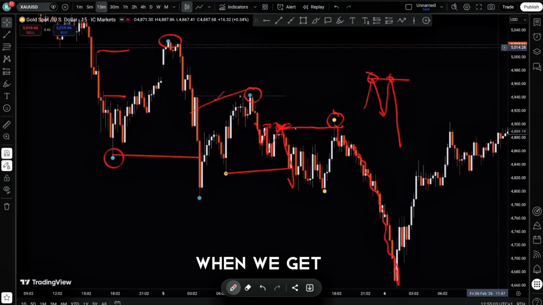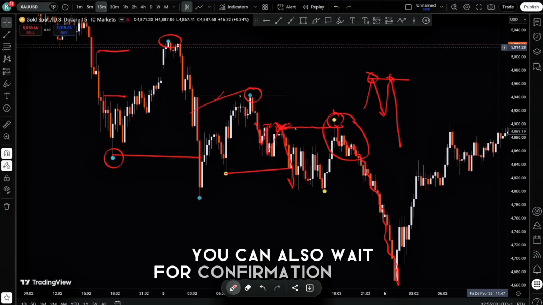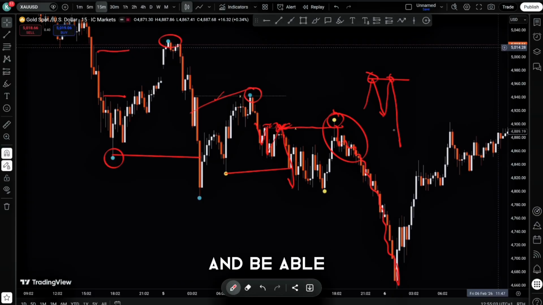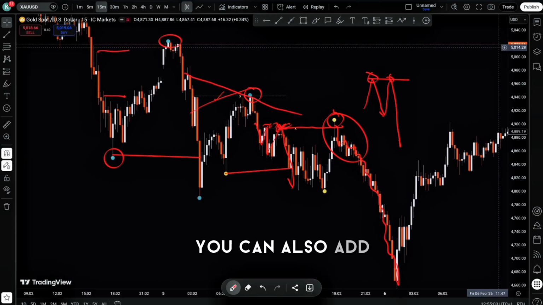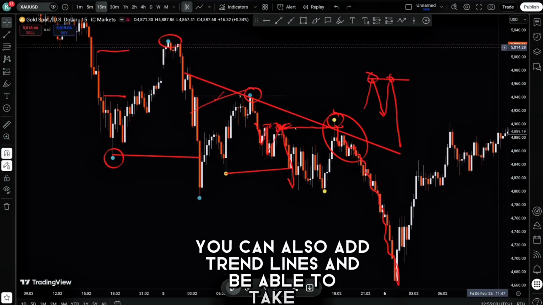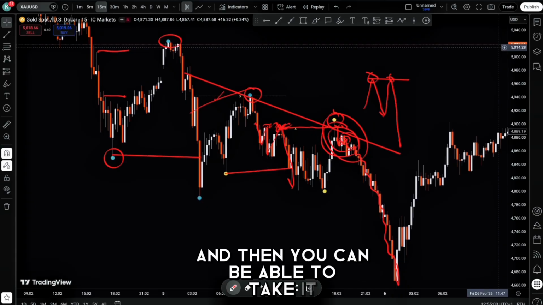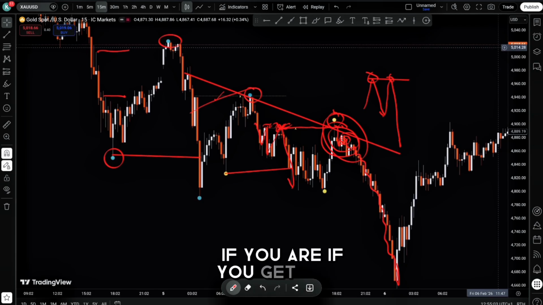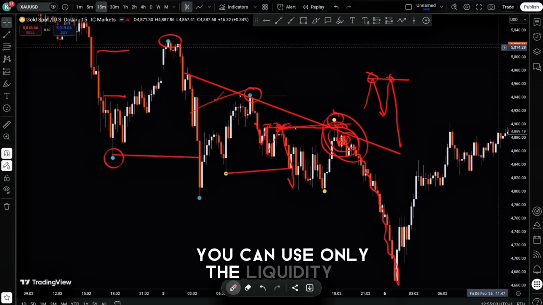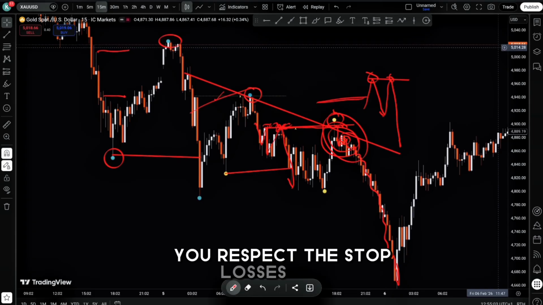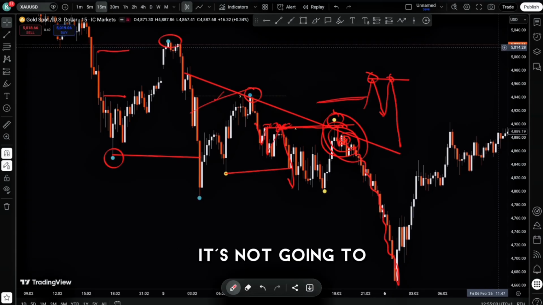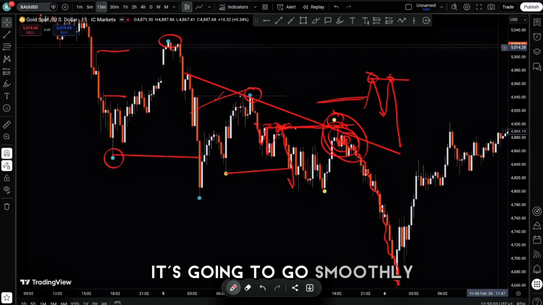When we get into this more and more, you can also wait for confirmation around this place and be able to take it. You can also add trend lines and be able to take it. You can also add setups here that I use, and then you can be able to take it. If you get very good at it, you can use only the liquidity as entry and just respect the stop losses. If it's not going to work, it's not going to work. If it's going to work, it's going to go smoothly.